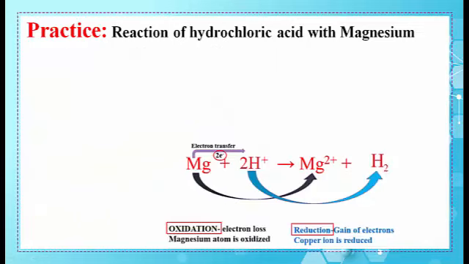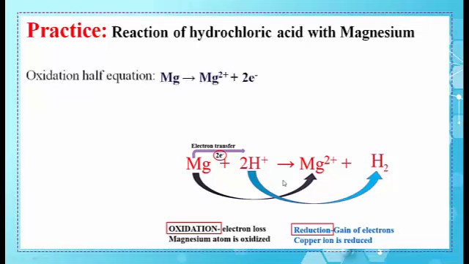Now, we can see here the equation between Mg and the acid, which is denoted by H+, gives Mg2+ and H2. Mg loses 2 electrons, then it undergoes oxidation, which is the electron loss. And H+ gains the 2 electrons to form H2, then this is the reduction half reaction, which is gain of electrons. Now, the oxidation half equation is Mg gives Mg2+ plus 2 electrons, and the reduction half equation is 2H+ plus 2 electrons give H2.